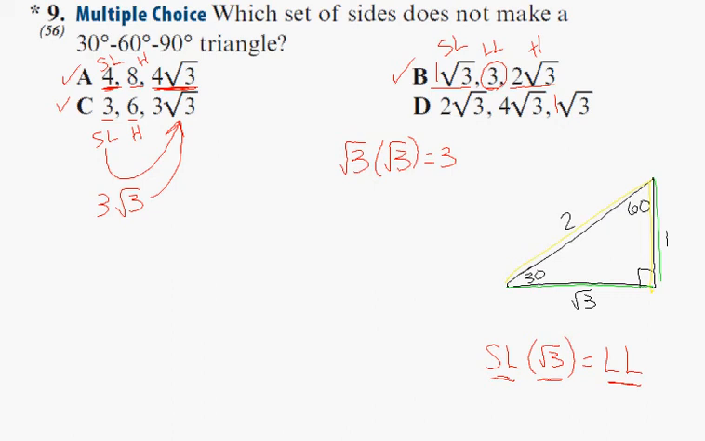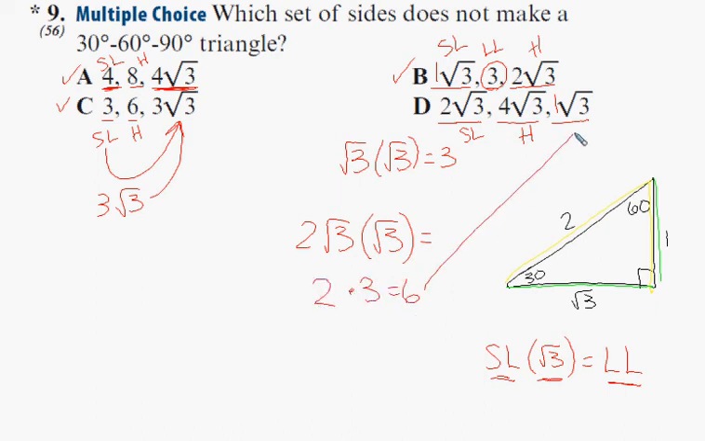Well, here we have another double. We have 2 times the square root of 3 and 4 times the square root of 3. So that might work. So let's call this the hypotenuse. Let's call this the short leg. So if this works, then we could say 2 times the square root of 3 times the square root of 3 should potentially give us our long leg, right? So are we going to get the square root of 3 when we're done multiplying here? No, we're going to get 2 times 3, which is equal to 6. This is definitely not 6. So D is, in fact, the one that does not work.